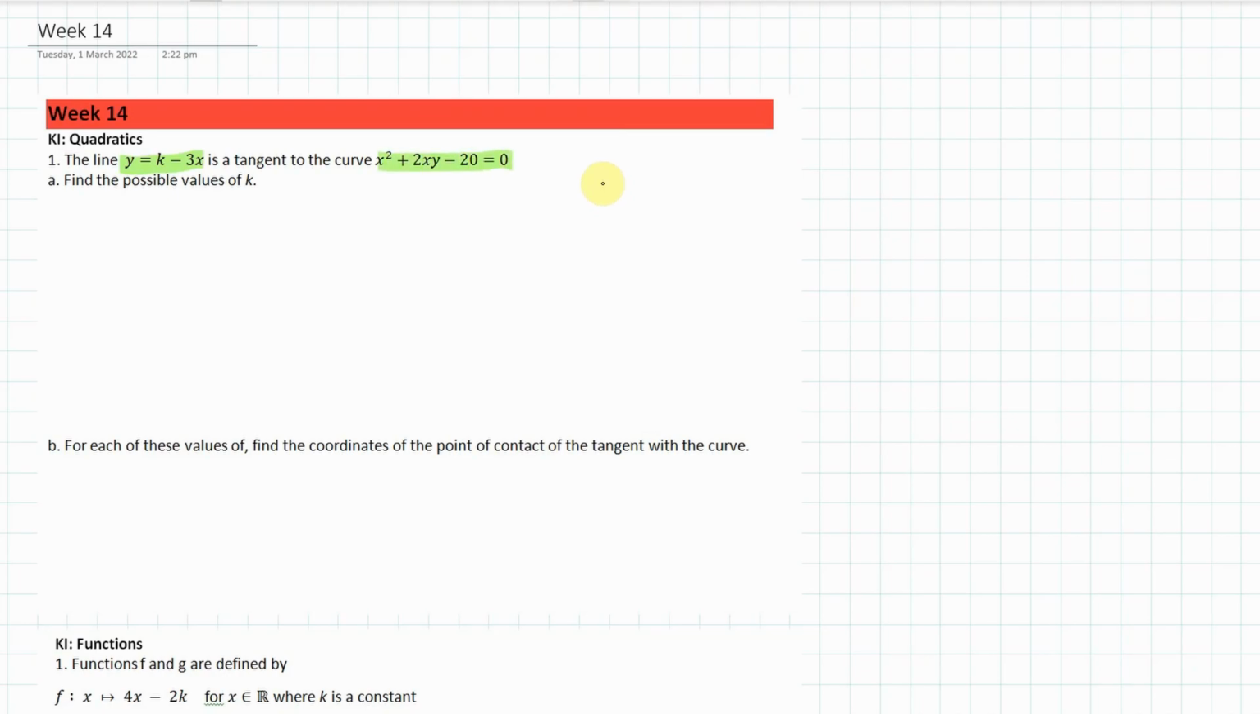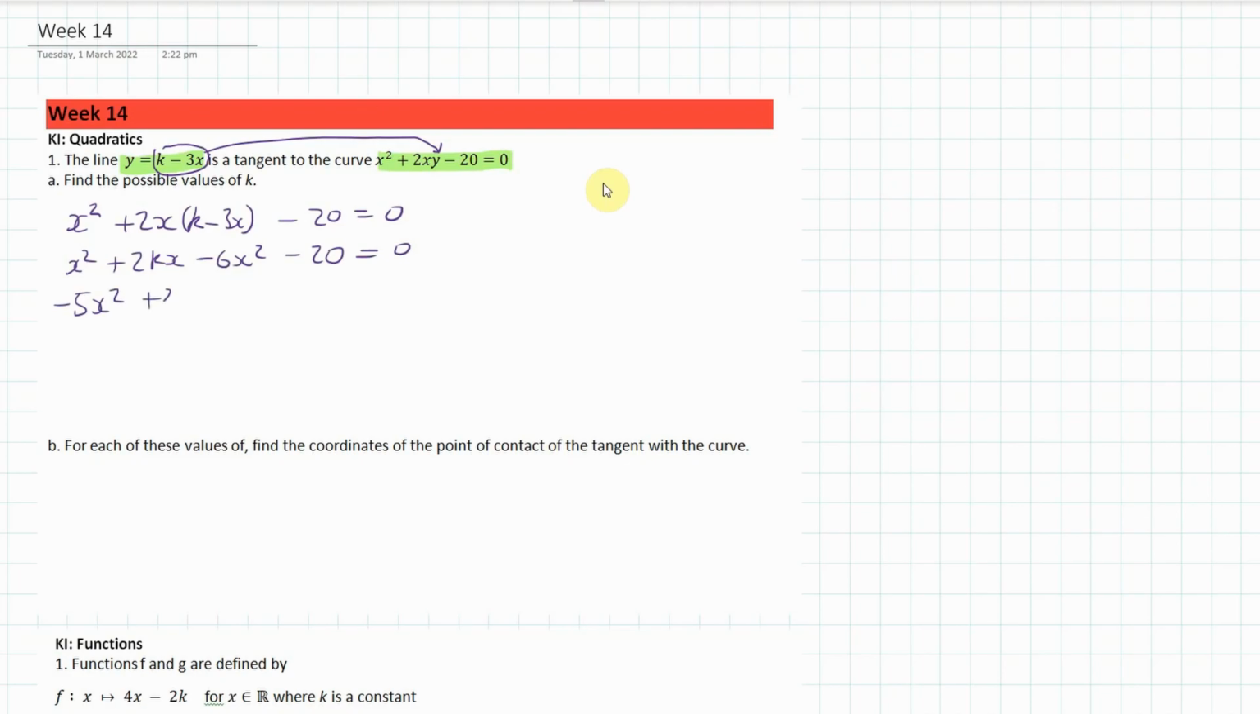So you can see that we've got the first one in terms of y. So I can insert this into this value here of y. That will give me x squared plus 2x into k minus 3x minus 20 is equal to 0. If we expand this, we get x squared plus 2kx minus 6x squared minus 20 equals 0. We could simplify this to minus 5x squared plus 2kx minus 20 is equal to 0.